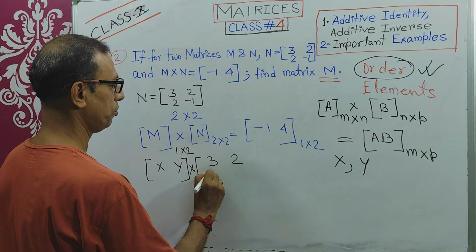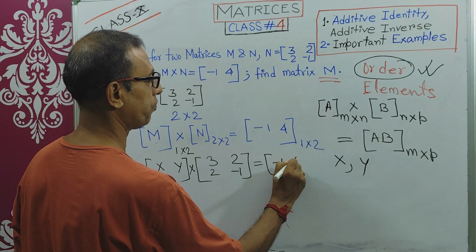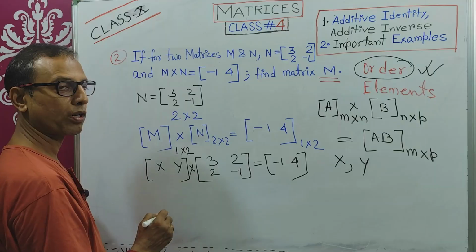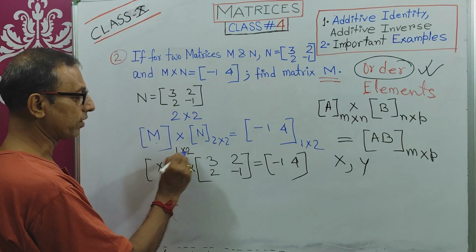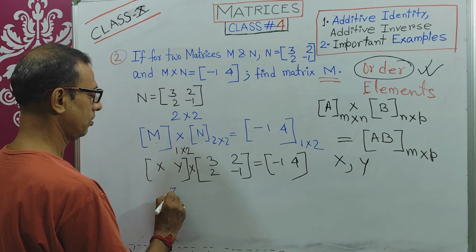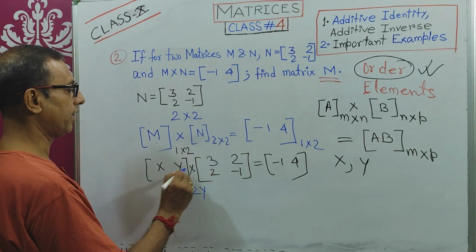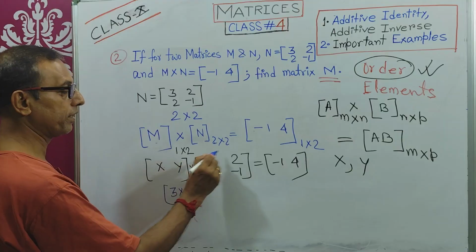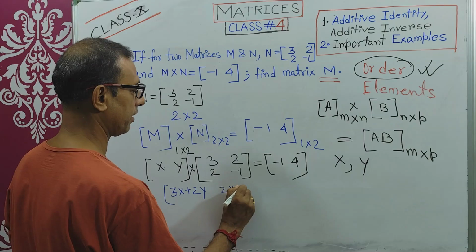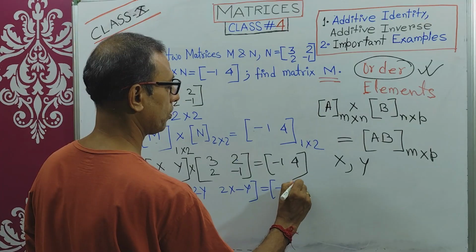it is [3, 2; 2, -1]. That is equal to [-1, 4]. Now you find two equations from here, just the product of matrices. Row versus column: 3x plus 2y. So 3x plus 2y. Another element is the first row with the second column: 2x minus y. 2x minus y equals [-1, 4].